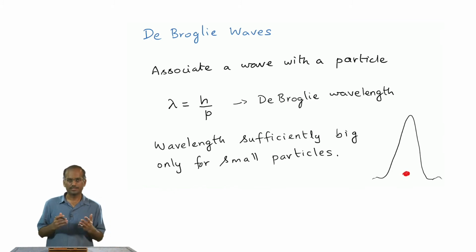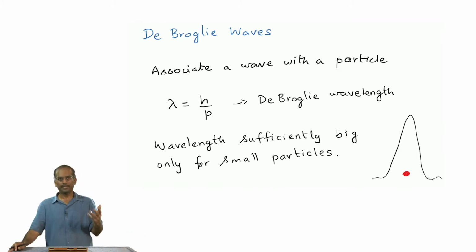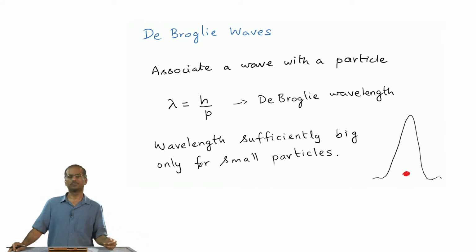And the reason is that h, or the Planck's constant, is really a small number, and if you want the wavelength to be big enough so that it can be observed in an experiment, then p has to be small. So, the momentum is related to the mass of the particle. So, you need to look for particles whose mass is really small.